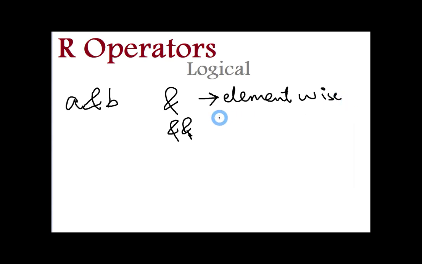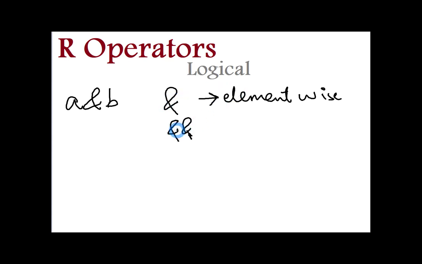So what is the difference? If we are performing this AND operation on a vector, each and every element of that vector will be compared. This AND will be applied on each and every element, corresponding element of the vector. So this is what we mean by element wise.